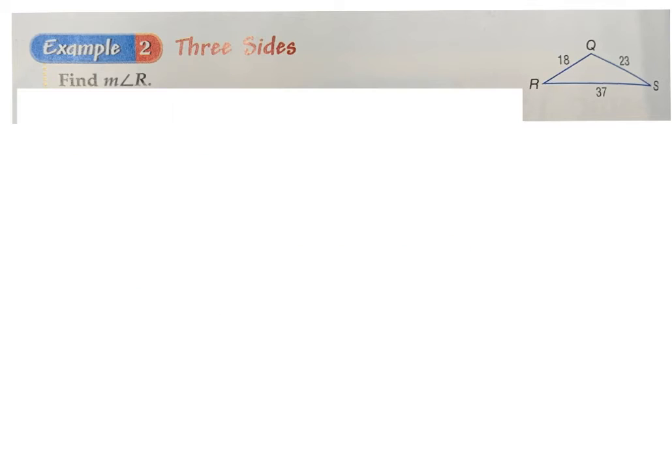All right, they want the measure of angle R. So if they want the measure of angle R, that is going to be what we're going to have cosine of, which means which side needs to be on my outside? R, right? So this is little r, this is little s, this is little q. If I am solving for angle R, then my side R needs to be what I start with. So I'm going to say 23 squared equals 18 squared plus 37 squared minus 2 times 18 times 37 times the cosine of R, which I do not know.